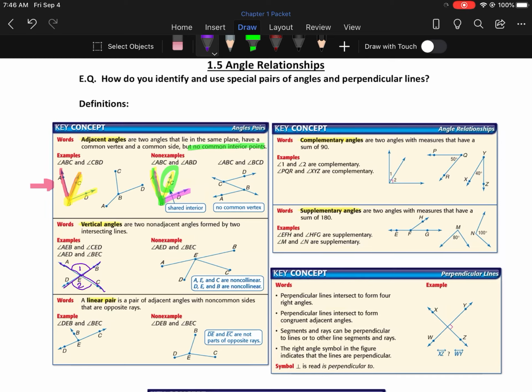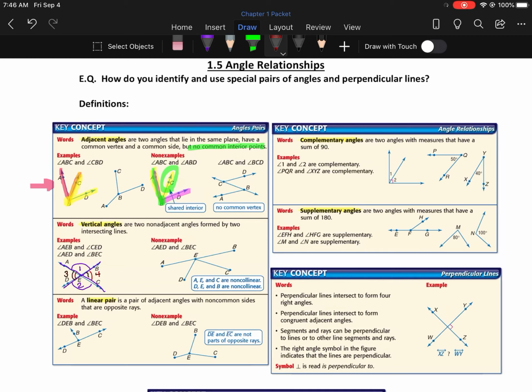All right, so those are the first two. The second set is AED, this angle, and BEC, that angle. I'm going to call that one 3 and this one 4, so that way you can see them. Angles 1 and 2 are vertical, and angles 3 and 4 are vertical. Okay, you can look at that non-example then.